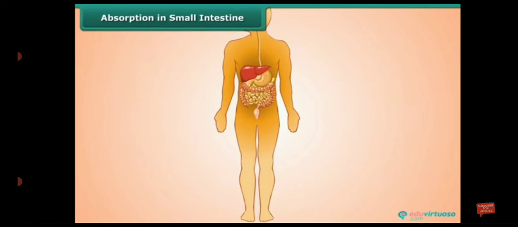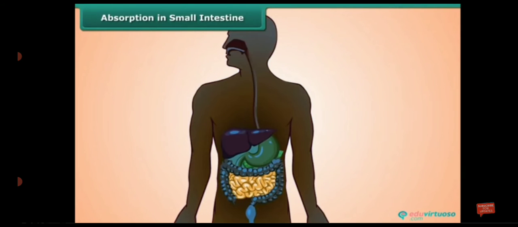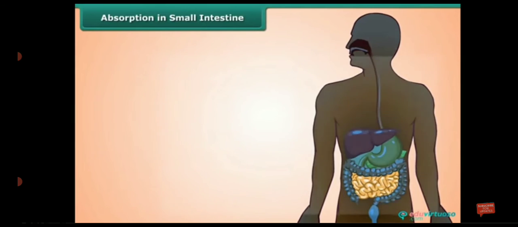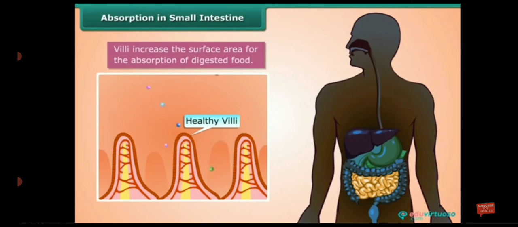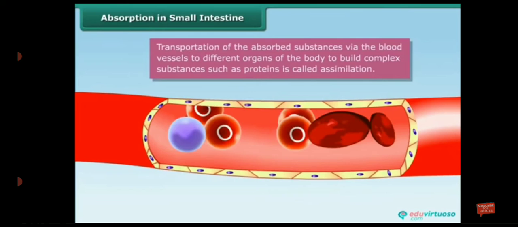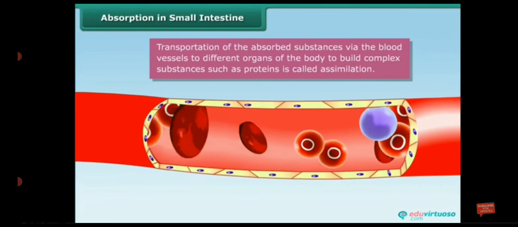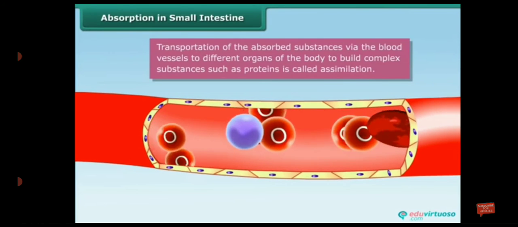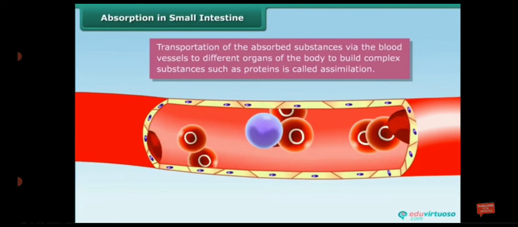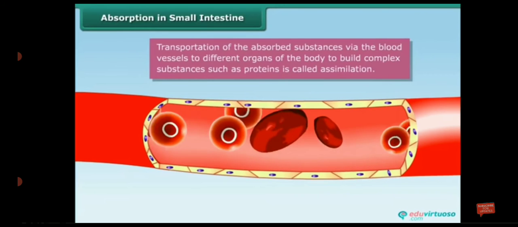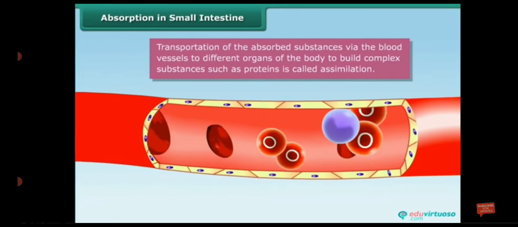There are tiny finger-like things called villi lining the inside of the small intestine. Do you know the interesting part of it? They increase the surface area for the absorption of digested food. Then the absorbed substances are transported by the blood vessels to different organs of the body, where they are used to build complex substances such as proteins. This is called assimilation.